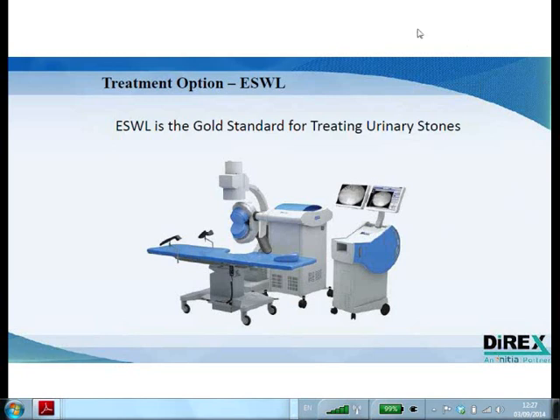For the past 30 years, ESWL has become established, over the 80s and into the 90s, as the gold standard for the treatment of stone. ESWL means extracorporeal shockwave lithotripsy, which is a non-invasive method for the fragmentation of stones. Here you can see a picture of a modern system, our very own Magna Duet, which is an electromagnetic system.